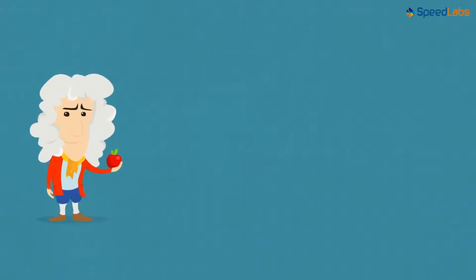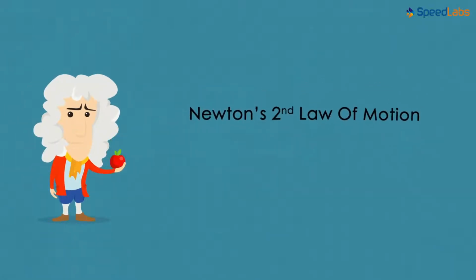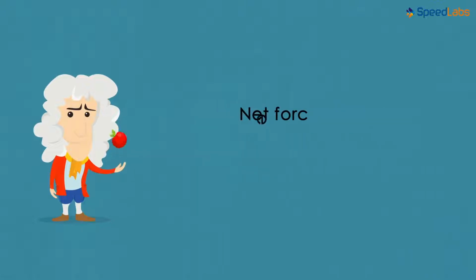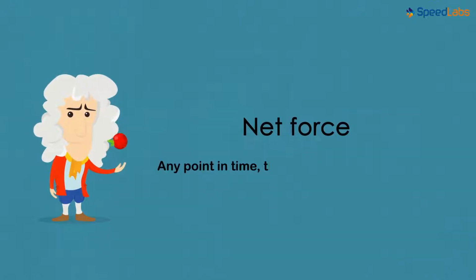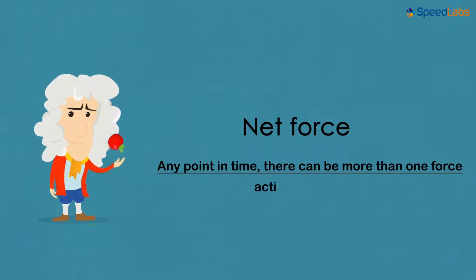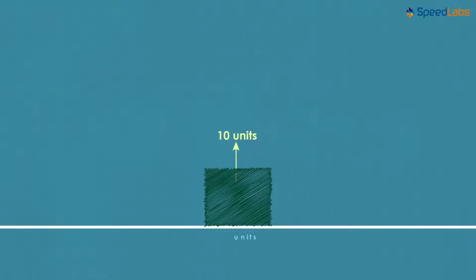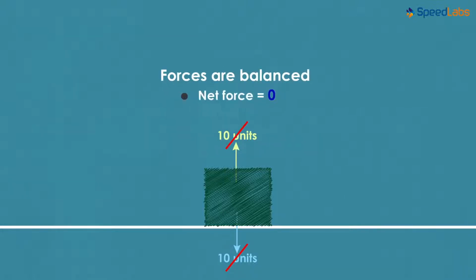Before we move on to Newton's second law of motion, we need to thoroughly understand what net force means. We know that at any point in time, there can be more than one force acting on an object. Take this stationary object for instance. There is a 10 units force acting on it in the upward direction and a 10 units force acting on it in the downward direction. As the forces cancel each other out, we say that the forces are balanced and the net force is zero.